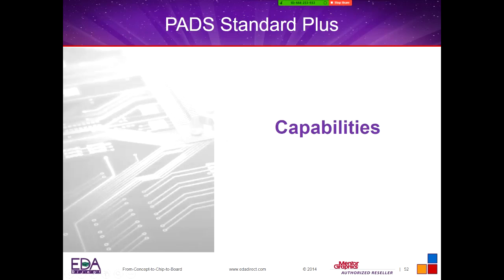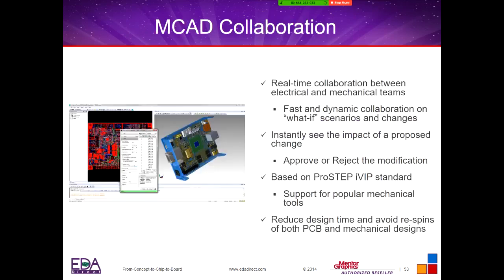And then we have the capabilities. So these are the options that you can add to the tool. So you're going to have, like we talked about, the MCAD collaborator. This is going to be able to talk back and forth between SolidWorks and Pro E.